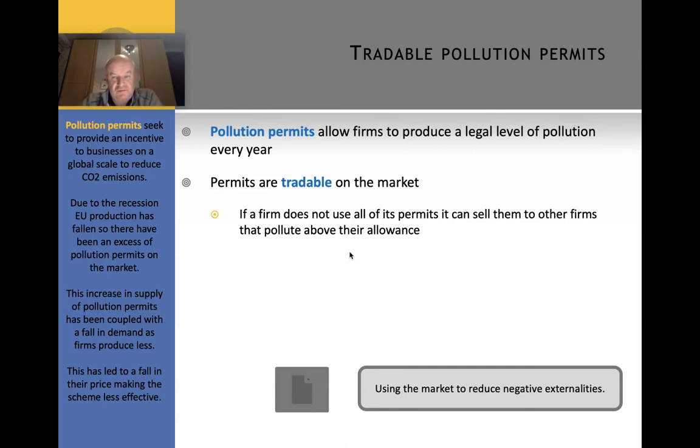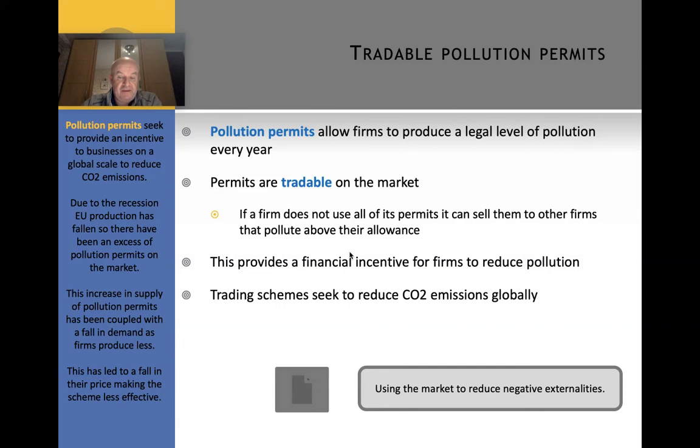And clearly, it is a punitive system, but what it's trying to do is encourage people to be honest and say, yes, we are polluting, and we will get charged for it, but we have an incentive to try to beat our targets and not use our permits because we can actually then trade them back. And that creates a financial incentive for firms to reduce pollution. And trading schemes seek to reduce CO2 emissions globally. So it's a global principle, this, and that is starting to get some fairly serious traction.